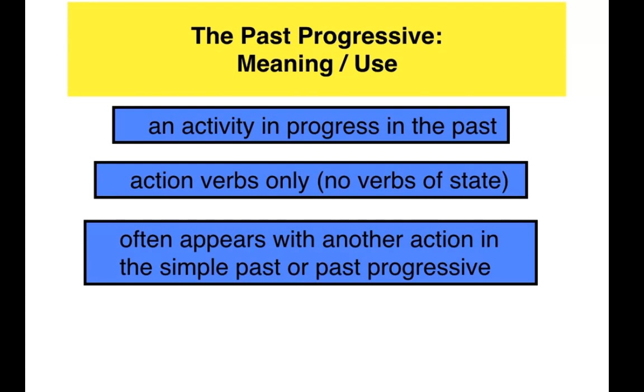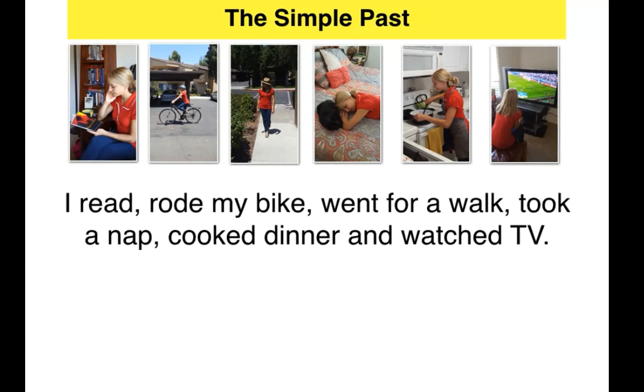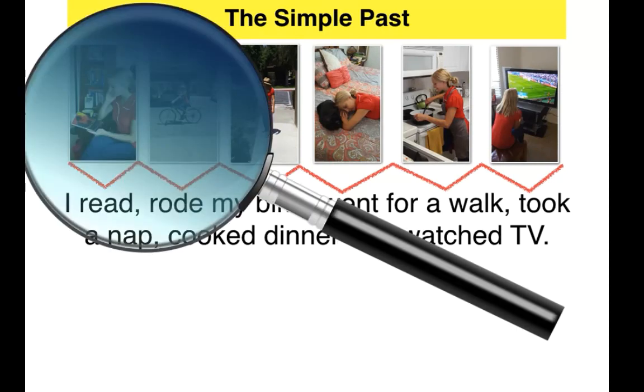Let's go back to my busy Saturday to understand a little bit better. I read, rode my bike, went for a walk, took a nap, cooked dinner, and watched TV. We can see each of these activities in their entirety. That is, we know when they started and when they ended because we use the simple past. However, what happens if we zoom in on any of these activities?